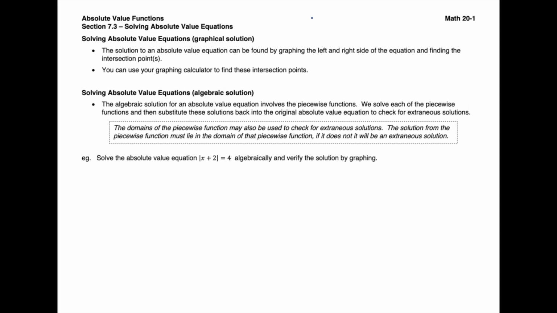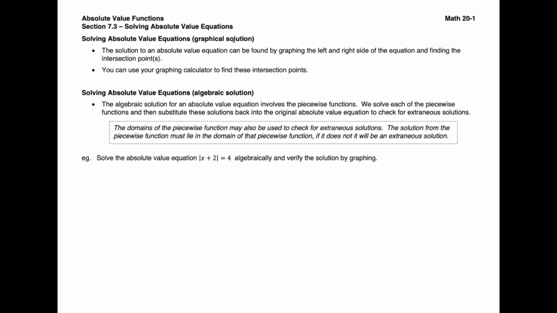The next thing that we want to look at then is going to be solving absolute value equations. Now, we always have kind of two methods, the algebraic and the graphical method. Now, the first one, the graphical method, this one's very straightforward. You're just going to graph the two sides of your equation, so to the left and to the right of the equal sign, and then just find your intersection points.